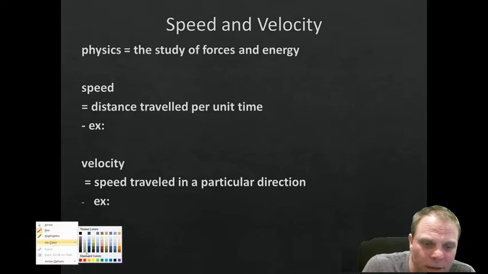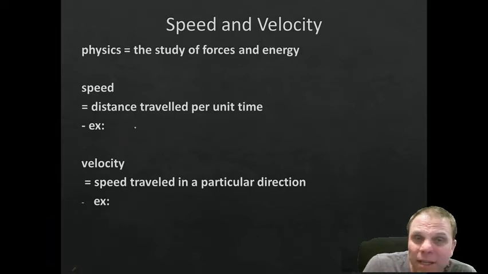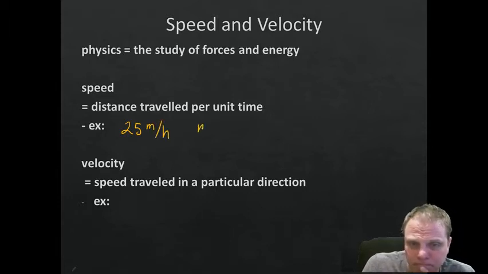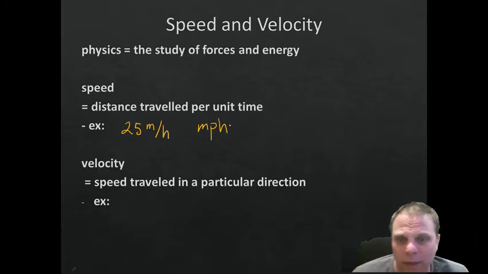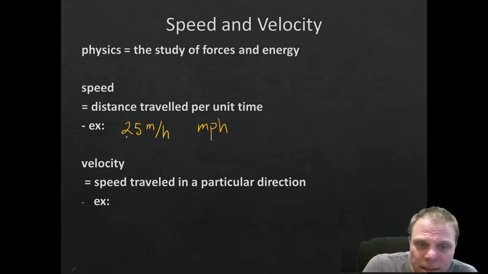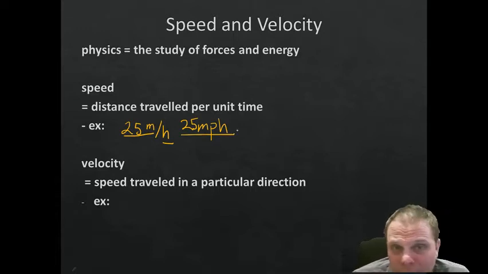I'm going to change my color here to make it yellow. And so you might have said something like, yeah, I'm traveling 25 miles per hour. You may have seen it written that way, MPH, right? That is a distance traveled per unit time. What's the distance? The distance is 25 miles, okay? And what is the time? 1 hour.